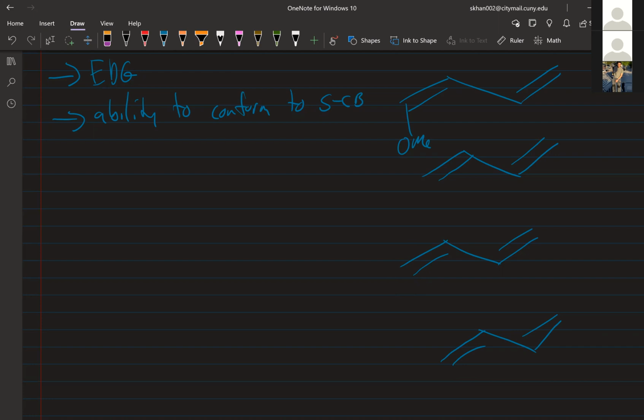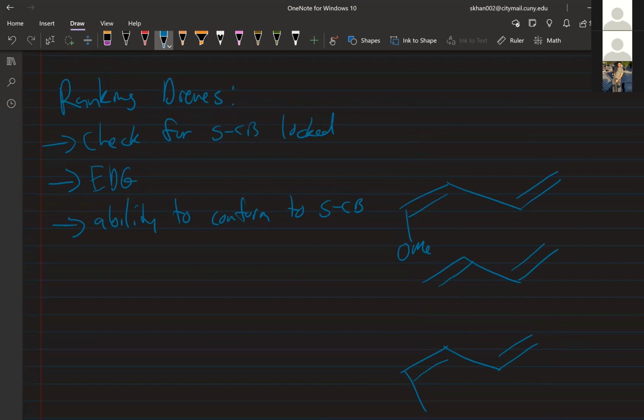We'll just compare basic stuff, right? I can't really say if the sterics overpower the other things, but let's say you had an inside versus outside situation, right? Then you would look at steric interactions, right? So those are three things really to look for when you're ranking dienes.